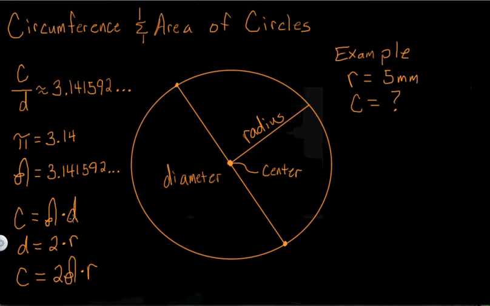Either we can find the diameter, which we can find simple enough because we know the diameter is twice the radius. So the diameter here is going to be 10 millimeters. So we can either use this formula or we can use this formula. I'm going to go ahead and use this formula. And so say that our circumference is equal to y times our diameter, which is 10 millimeters.